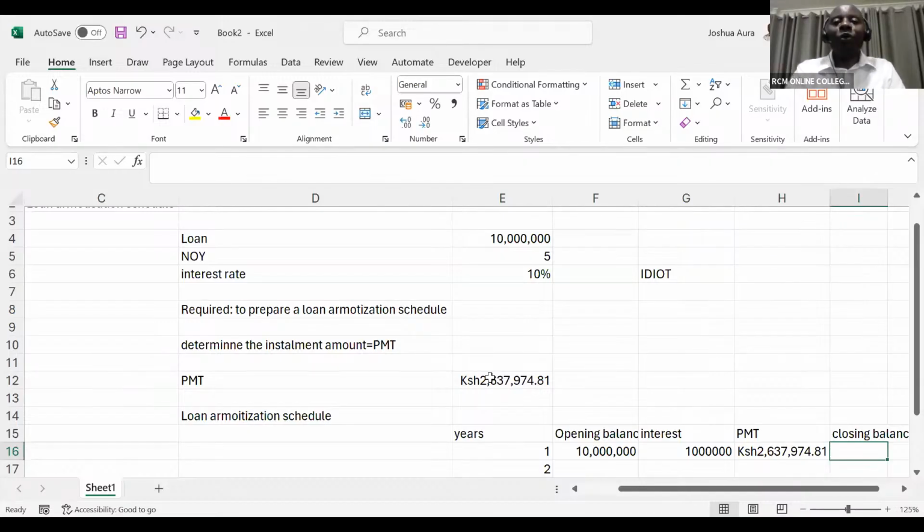What do you think I shall do to be able to get this closing balance?